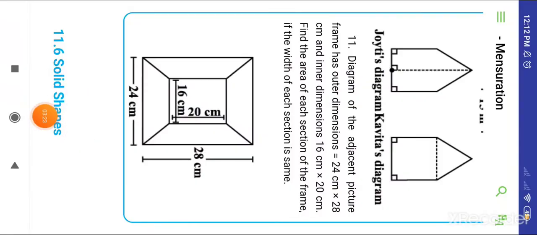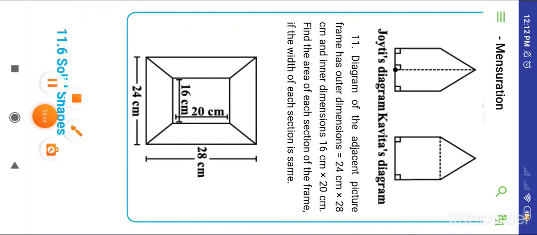The last question is: the diagram of the adjacent picture frame has outer dimensions 24 cm by 28 cm and inner dimensions 16 cm by 20 cm. Find the area of each section of the frame if the width of each section is the same. As it is clear from the diagram that each section of the frame is trapezium shaped, we can easily calculate the area of each region by calculating the area of a trapezium.